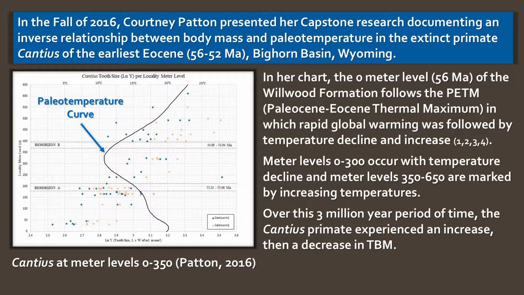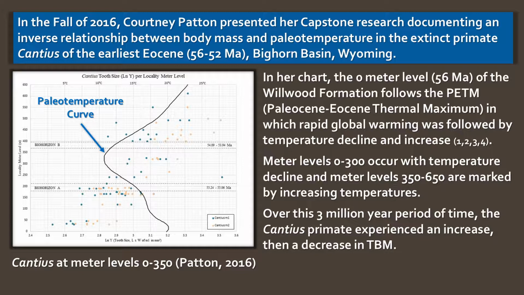In the fall of 2016, Courtney Patton presented her capstone research documenting an inverse relationship between body mass and paleotemperature in the extinct primate Cantius of the earliest Eocene, 56 to 52 mega-annum in the Bighorn Basin, Wyoming. In her chart, the 0-meter level, 56 mega-annum, of the Willwood Formation follows the PETM, in which rapid global warming was followed by temperature decline and increase. Meter levels 0 to 300 occur with temperature decline, and meter levels 350 to 650 are marked by increasing temperatures.